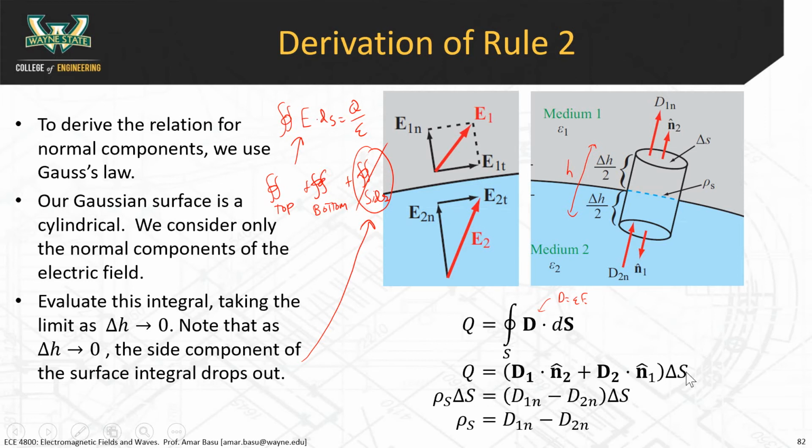It'll be a good way for you to review Gauss's law. And when you evaluate the integrals, you end up getting d1n minus d2n times delta s is equal to rho s times delta s. Remember, Q is equal to the surface charge density times delta s. Divide both sides by delta s, and you end up getting this rule here. Rho sub s is equal to d1n minus d2n.